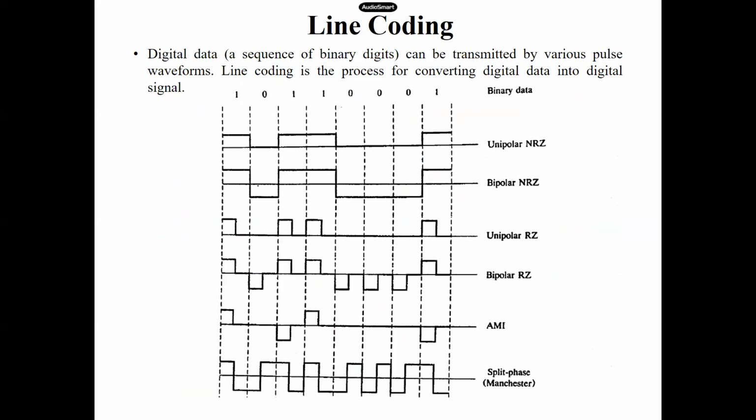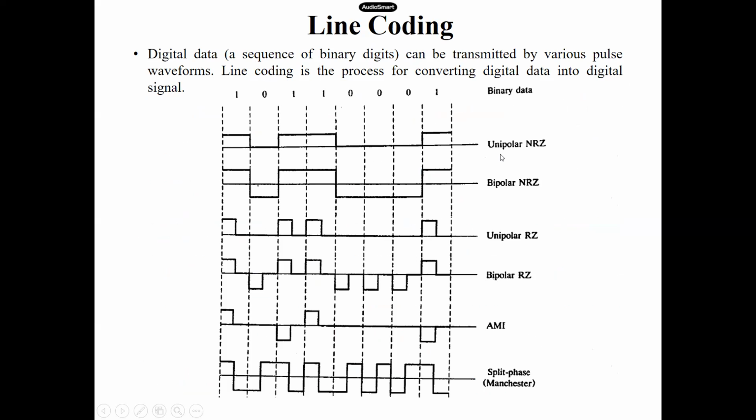We have a delta modulated signal. Now we want to use a line coding technique to transmit the signal in the form of pulse waveform. So basically, line coding is the process of converting digital data into a digital signal. So we have this binary data and we can use these techniques to convert the signal.